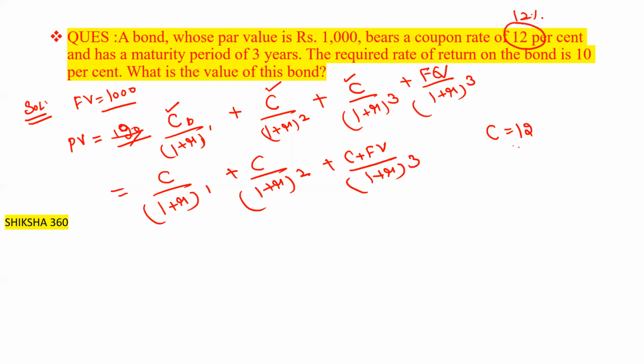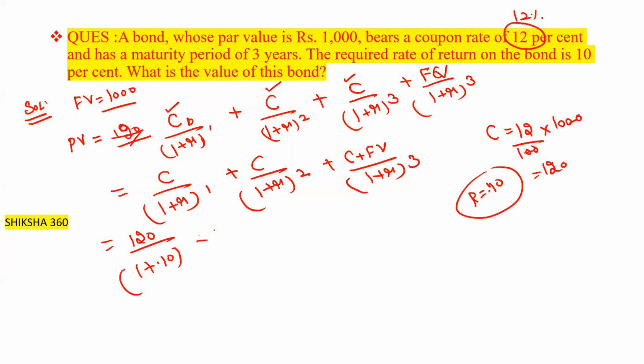So here we know the coupon is 12%, that is 120 rupees. R here is equal to 10%, that is 0.10, and time is equal to 3. So 120 upon 1 plus 0.10, plus 120 upon 1 plus 0.10 power 2, plus 120 plus 1000 upon 1 plus 0.10 power 3. Okay, so when we are trying to solve this one, clear?